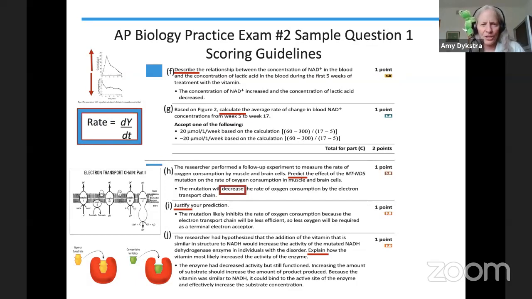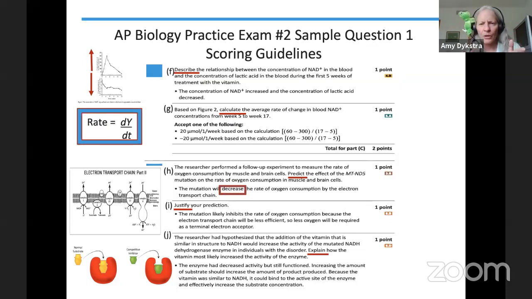Describe the relationship between the concentration of NAD plus in the blood and the concentration of lactic acid in the blood. So we're asking you to describe how these two things are related. So you can say that the concentration of NAD plus increased and the concentration of lactic acid decreased. That's probably the simplest way to say this. You could say that as the NAD plus increased, the lactic acid decreased. And remember, this is just the first 5 weeks of the treatment.